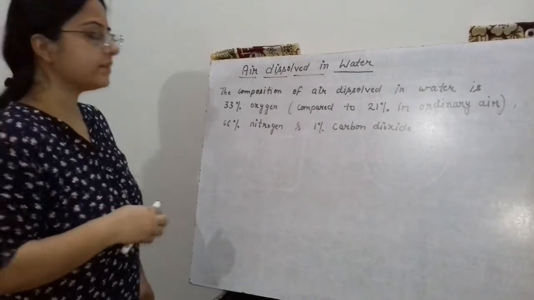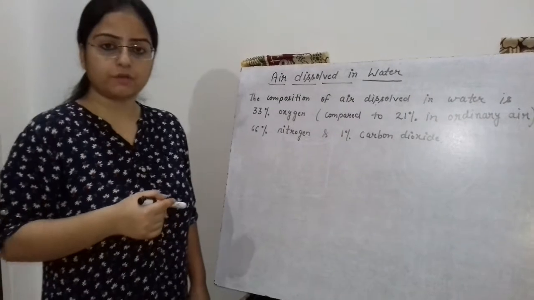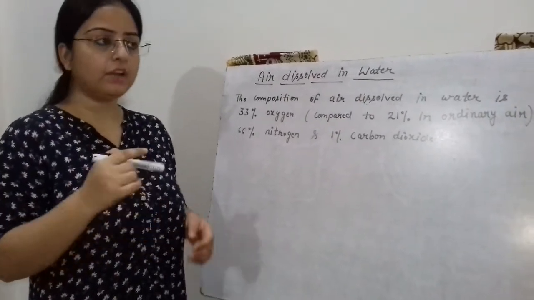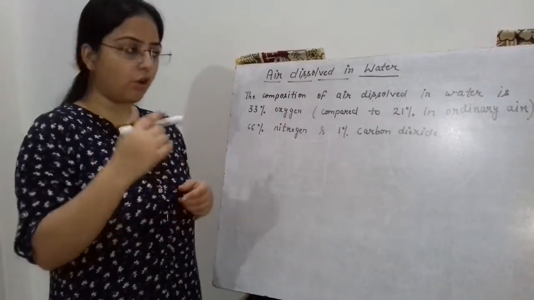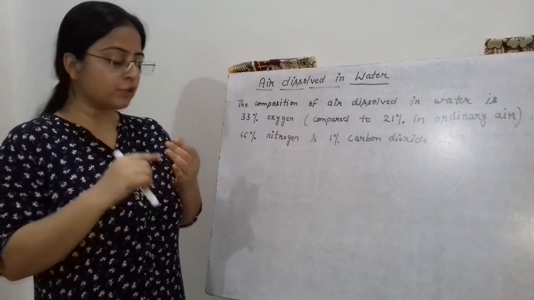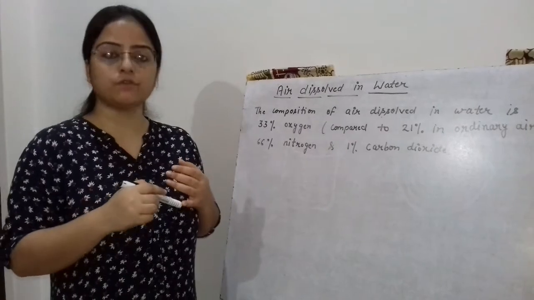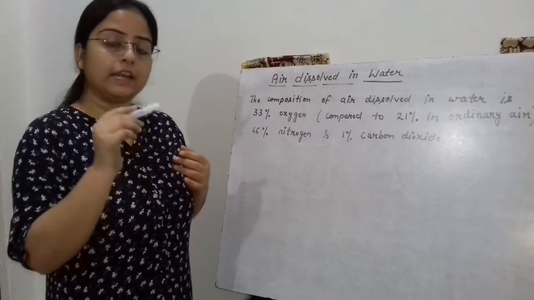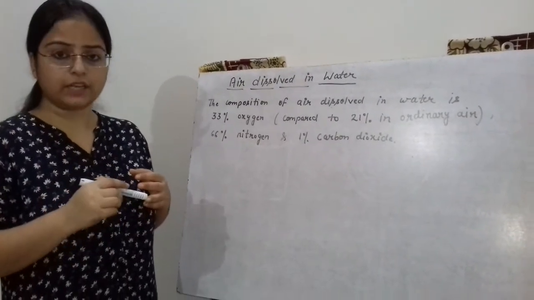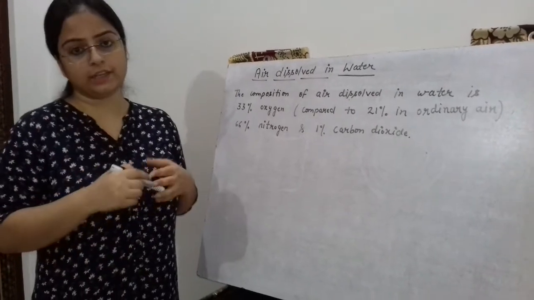Now the next topic is air dissolved in water. In all the natural sources of water, air is present in the dissolved state. Of the two main components of air, oxygen and nitrogen, oxygen is more soluble in water than nitrogen, and therefore the composition of air which is dissolved in water varies from the composition of ordinary air.